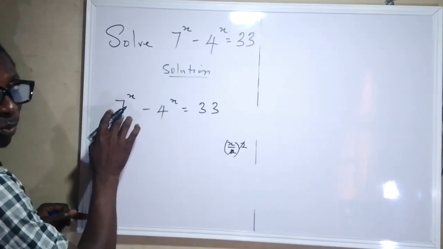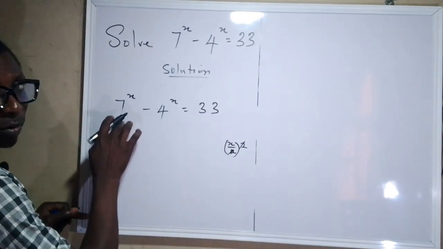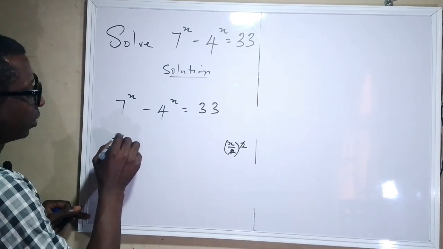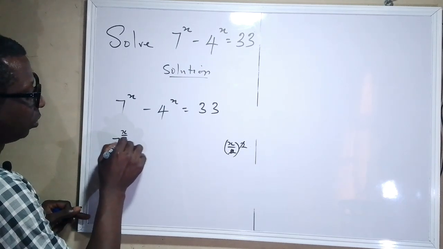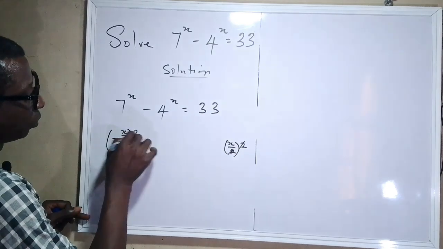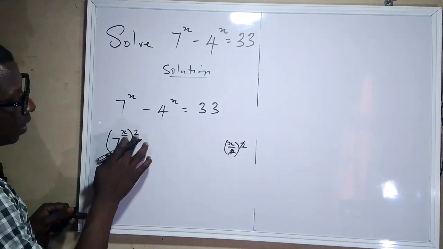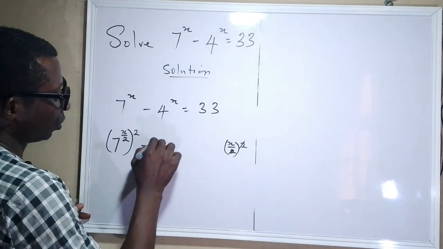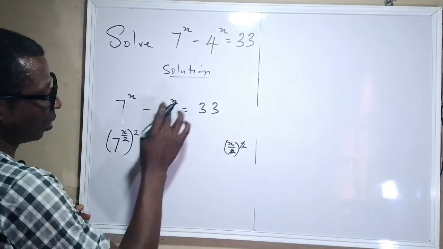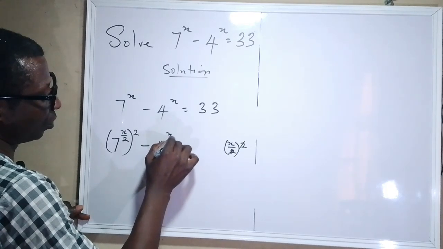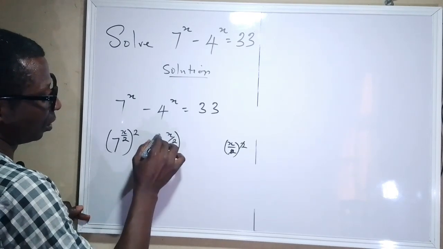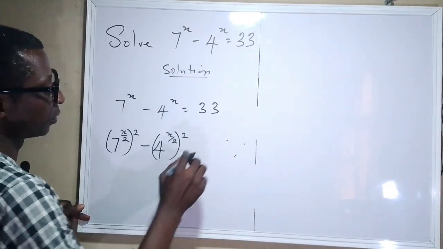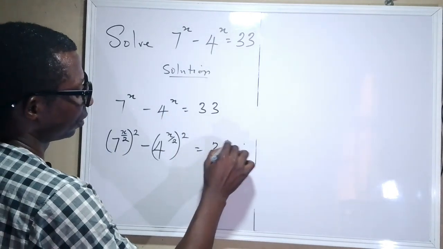Right? So this expression here, 7 raised to the power of x, we now turn to 7 raised to the power of x over 2 raised to the power of 2, since when you multiply this and this together, it's going to give you x. So minus 4 raised to the power of x over 2 raised to the power of 2 is still the same thing as 4 raised to the power of x. So equals 33.